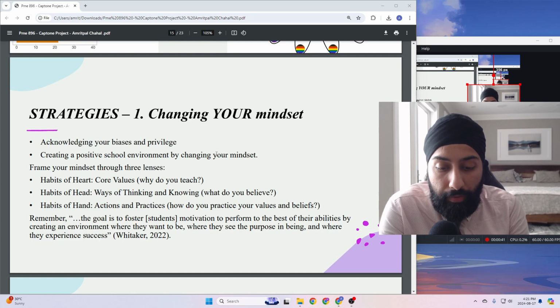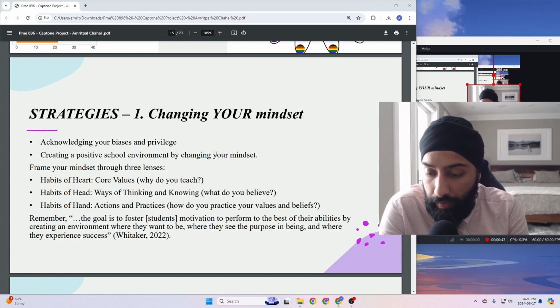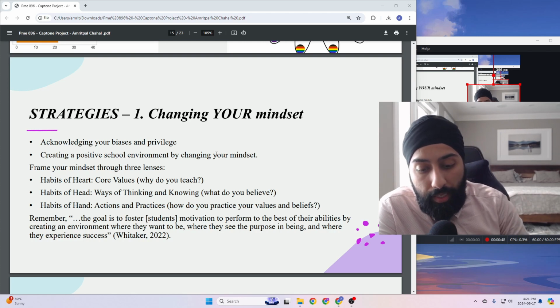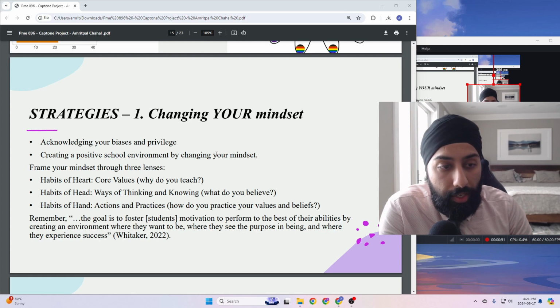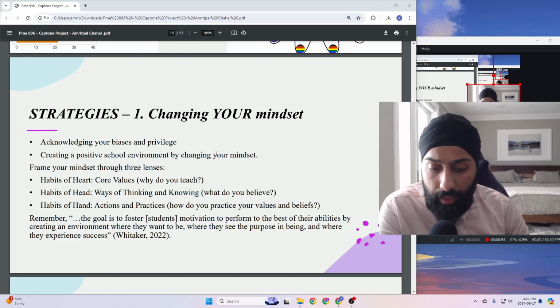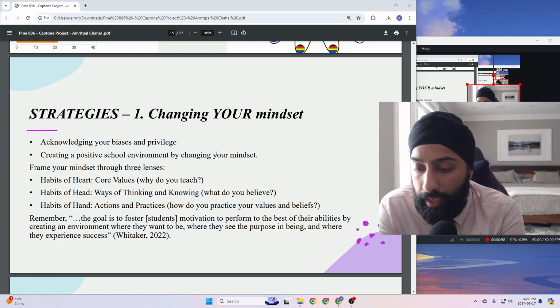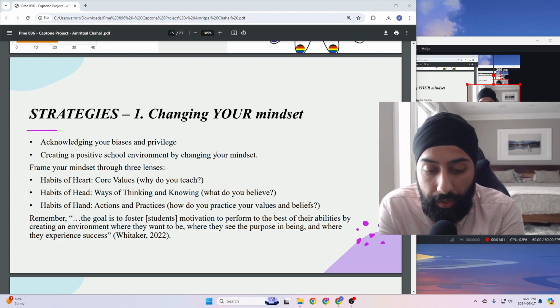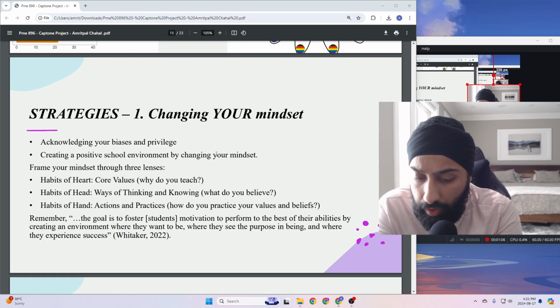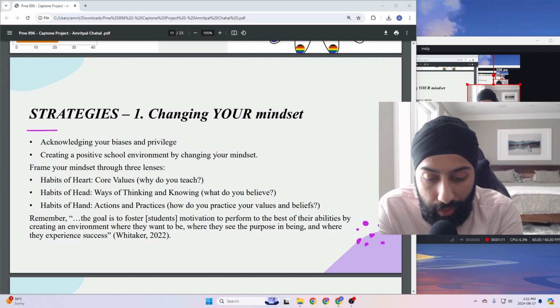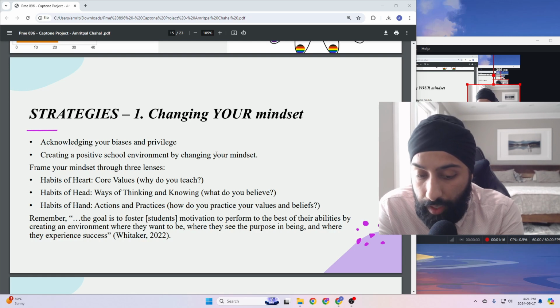How can I do this? By framing your mindset and trying to change yourself and the school environment, think about it in these three lenses. The first is the habit of heart. Your core values. Why do you teach? I said this before, but I believe in representation. It is so important and students need to feel that they are heard and valued. I try my best to integrate diverse perspectives into the curriculum, ensuring that all students see themselves reflected in what they learn. As well, I want to address any biases or stereotypes that arise in classroom discussions.